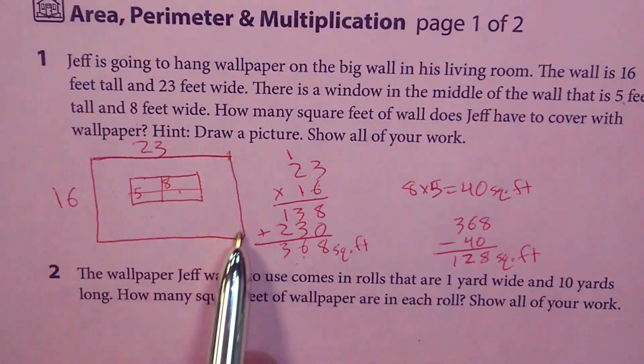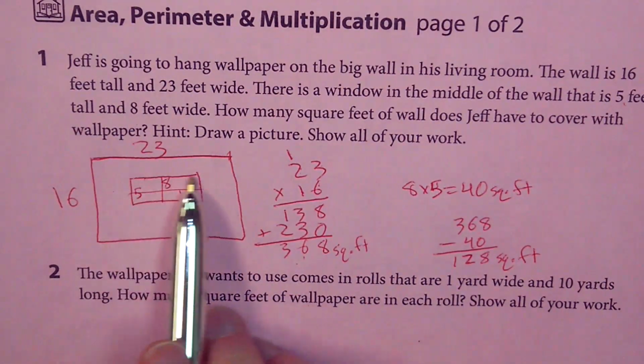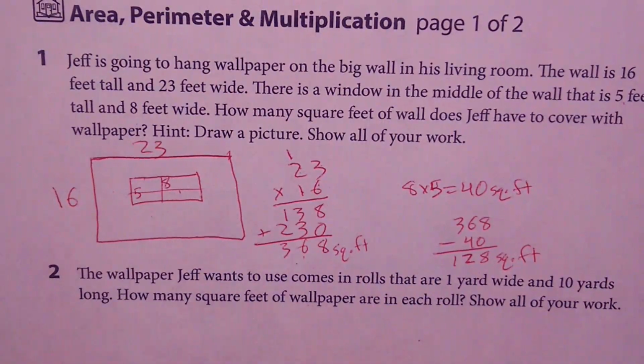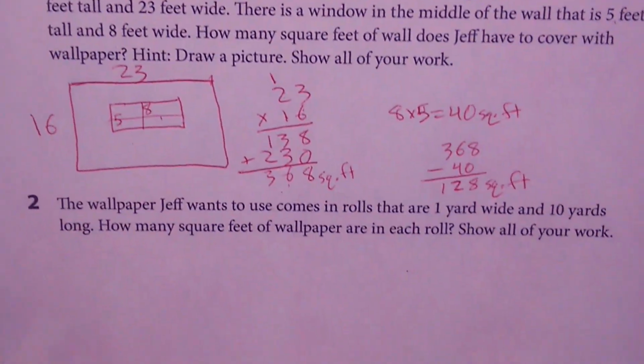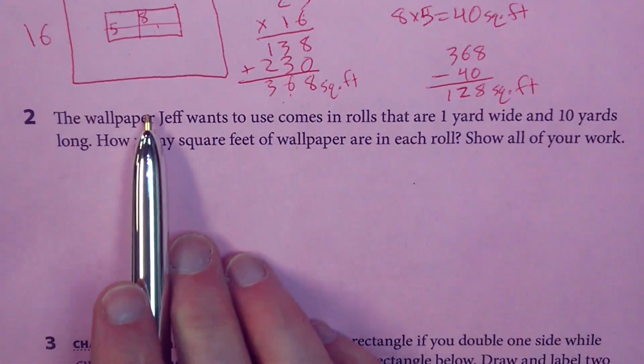We did the same thing twice. We found the area of the big rectangle, we found the area of the small rectangle, and then we just removed it. We cut it out. That's why we subtracted 40. Make sure you're drawing these as you go. It helps so much. Okay?